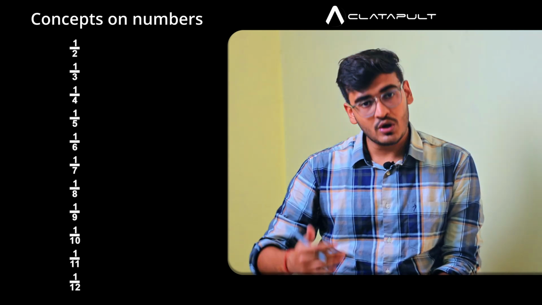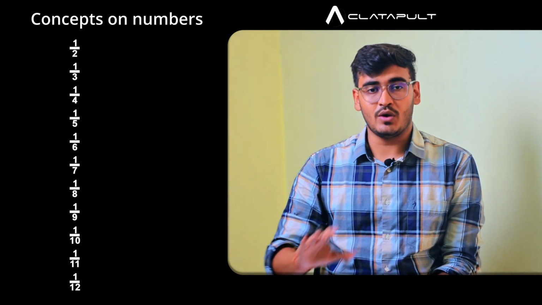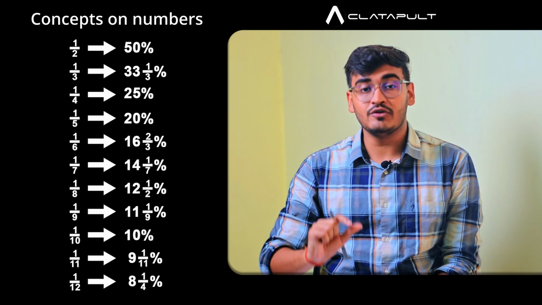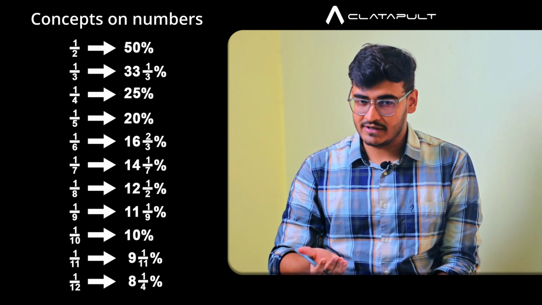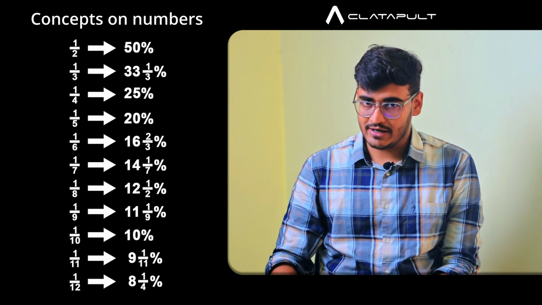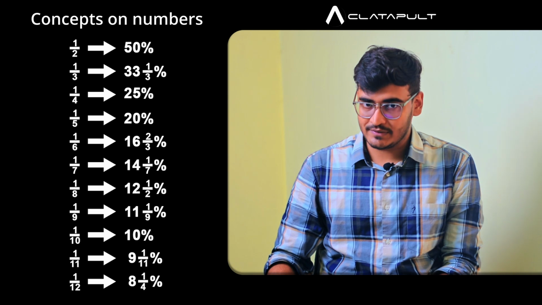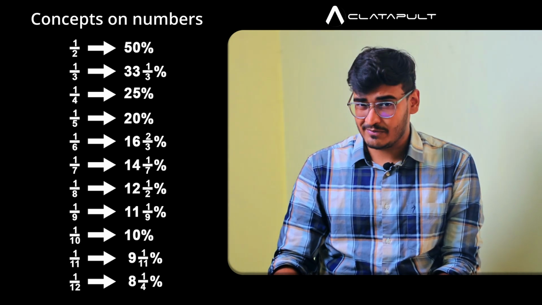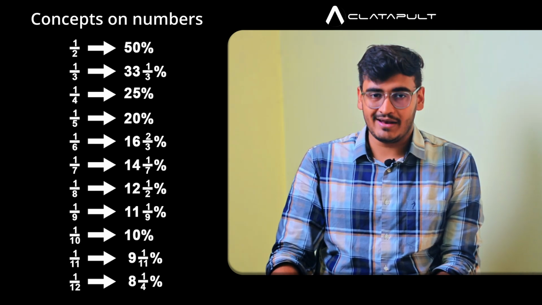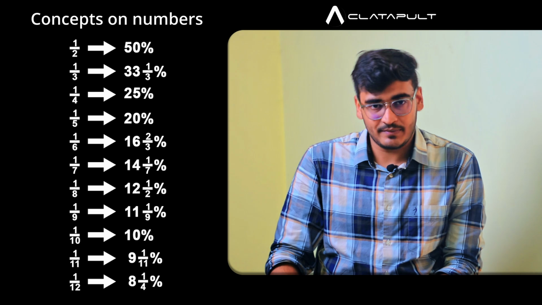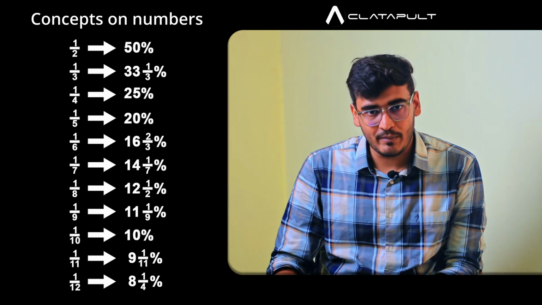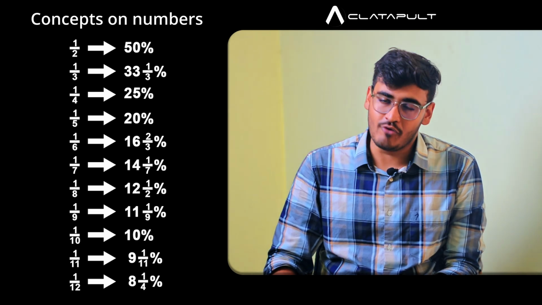by 3, 1 by 4, 1 by 5, 1 by 6, and till that I have written 1 by 12. And now in the right hand side, I have the percentage value of those fractions. So 1 by 2 is 50%, 1/3 is 33 1/3%, 1/4 is 25%, 1/5 is 20%, 1/6 is 16 2/3%, 1/7 is 14 1/7%, 1/8 would be 12 1/2%, 1/9 being 11 1/9%, 1/10 would be 10%, which is very obvious, 1/11 would be 9 1/11%, and 1 by 12 will be 8 1/4%, right?